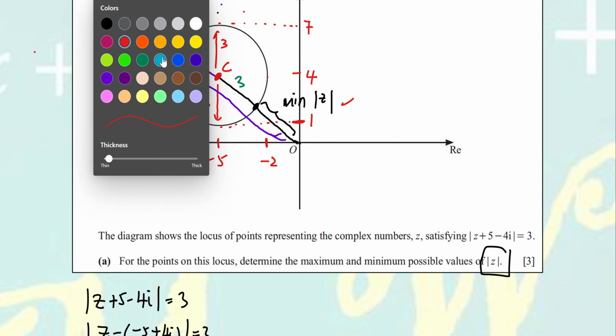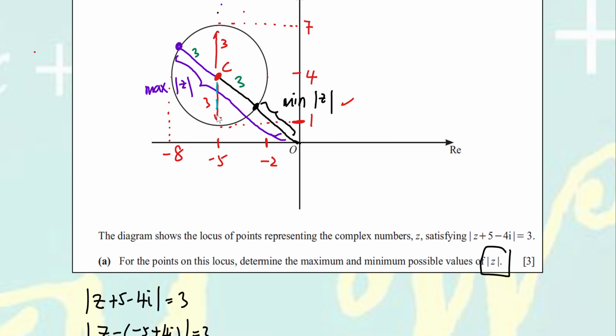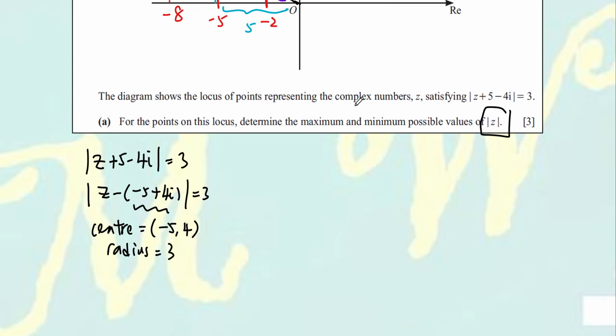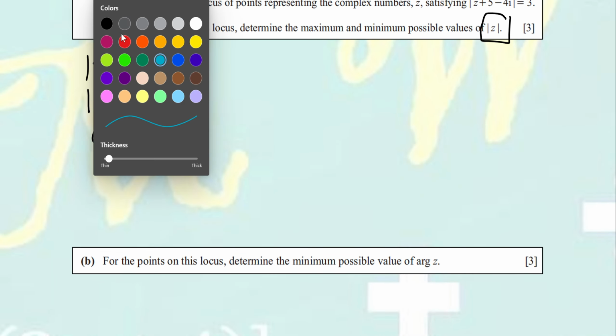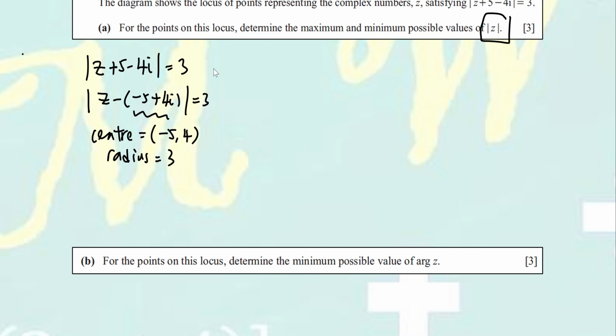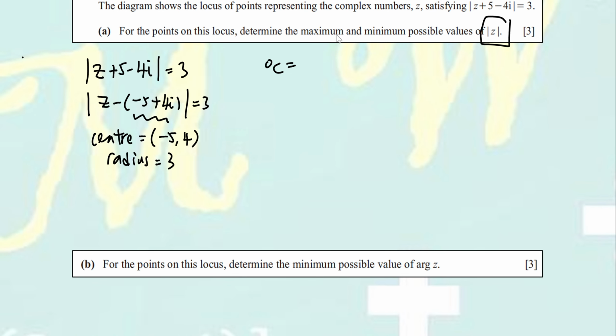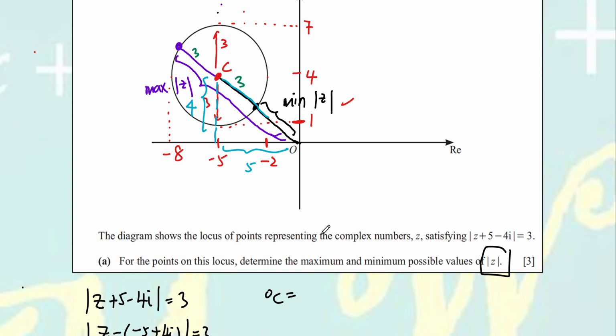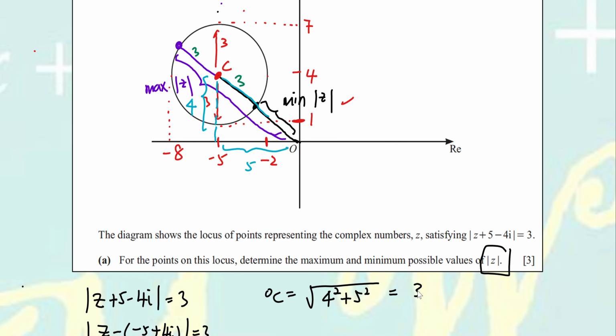It forms a triangle. Look at here, triangle. So OC is here, right? That means this is 5 units. Going up is 4 units. So from here, I will write my OC is basically square root of 4 squared plus 5 squared. Because the length is 5. So here is going to be 3.